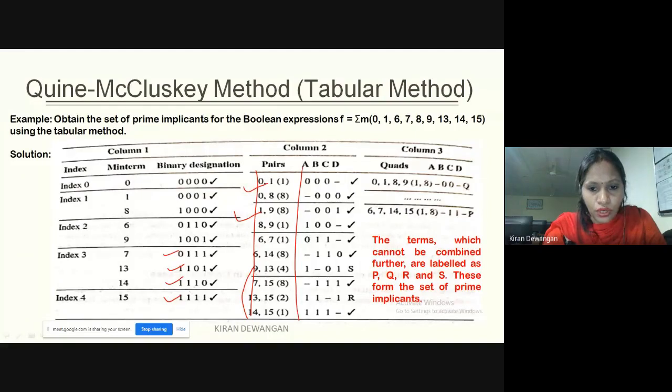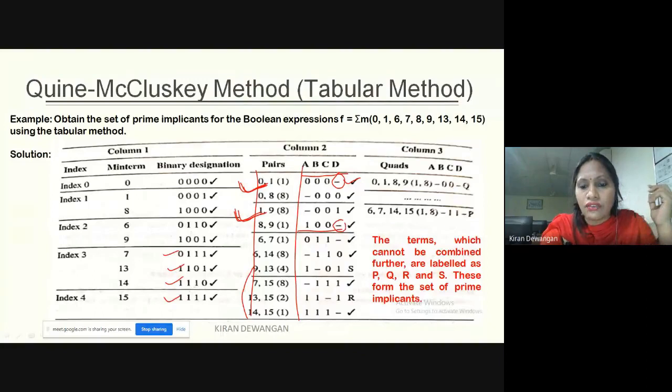Are you getting my point? We'll check these 2 groups. We'll check only the succeeding groups. This is our first group. This is our second group. And we'll check for the same dash position. Like here, we have a dash at this position, and here, we have a dash at this position. So for these two pairs, if they have the same dash position, we'll check the 3 bits.